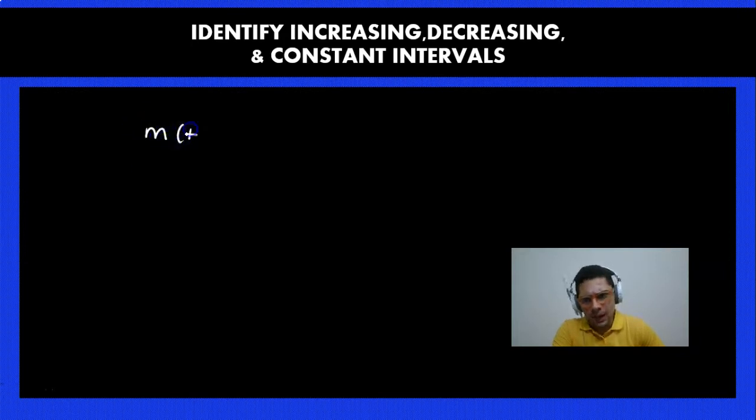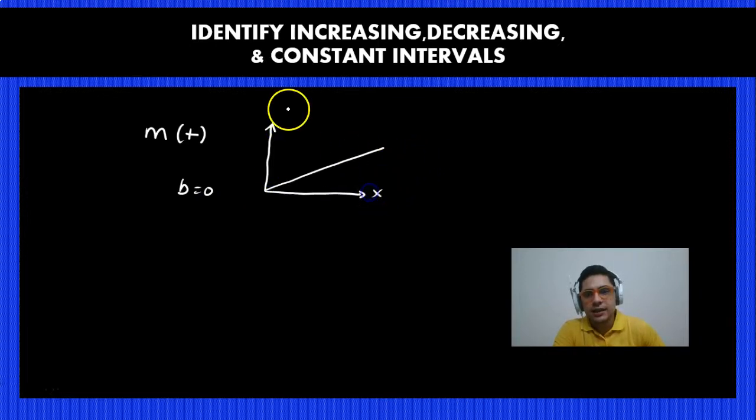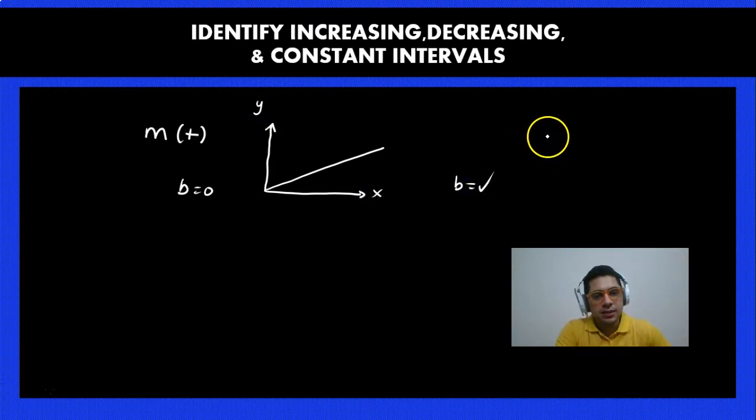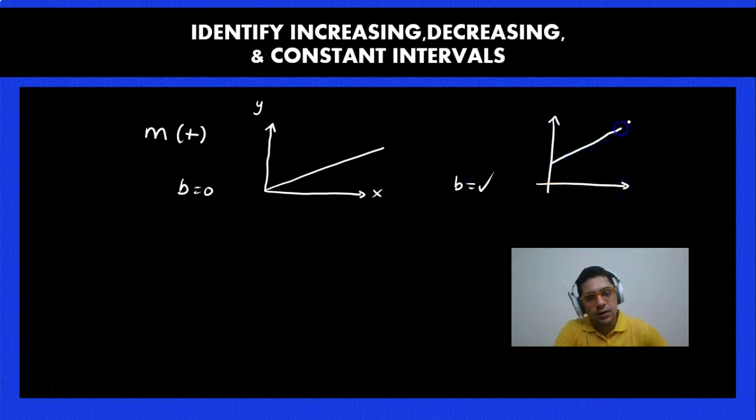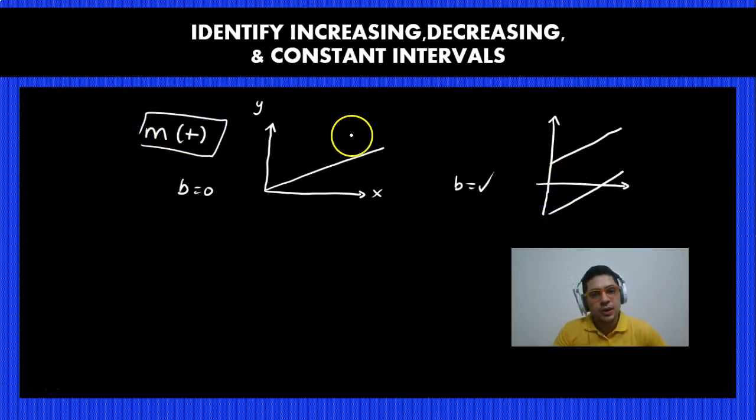So whenever we have a positive slope, the graph is going to be increasing, right? Now, if we have an initial value of b equal to 0, that means that our graph is going to start at (0, 0) for x and y. If we have a value of b, if it's positive, we're going to have it on top of our line, like so. And if it's negative, it's going to start from there. But the important thing is that since you have a positive value for the slope, it is going to be increasing.